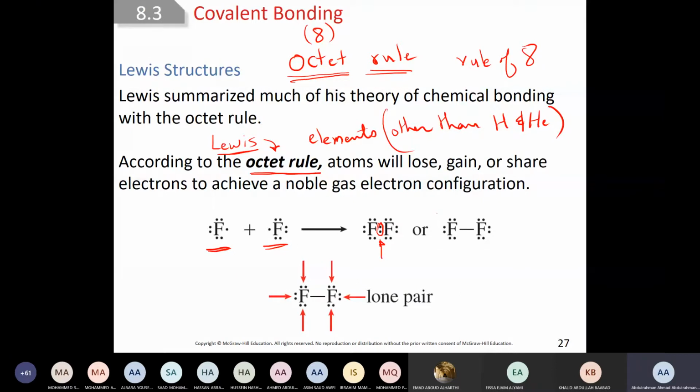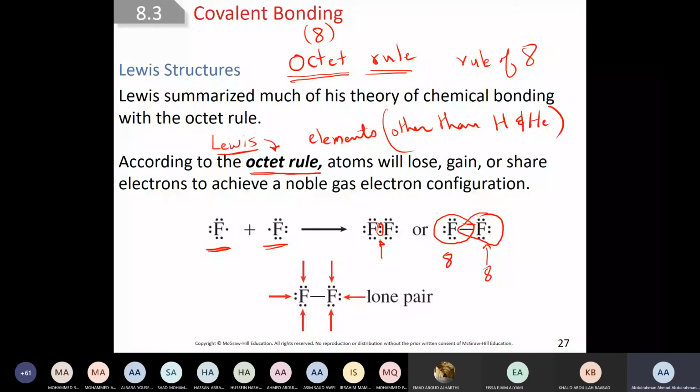Now, when you look at these elements, the shared electrons are counted for both of them. Now, how many electrons around this fluorine? Count them. 8. And how many electrons around this fluorine? 8. As I said, the shared electrons will count for both of them. How many electrons around the other fluorine? 8 also. Is this clear?